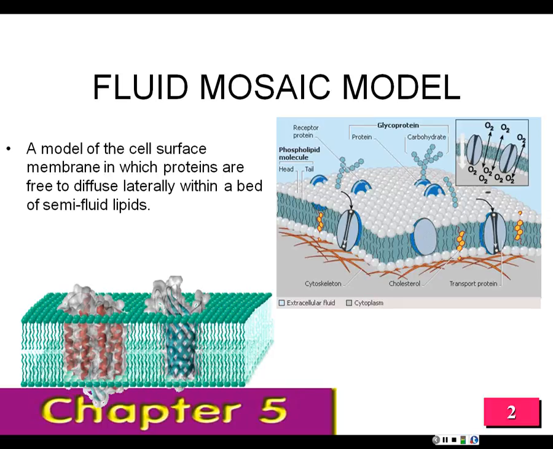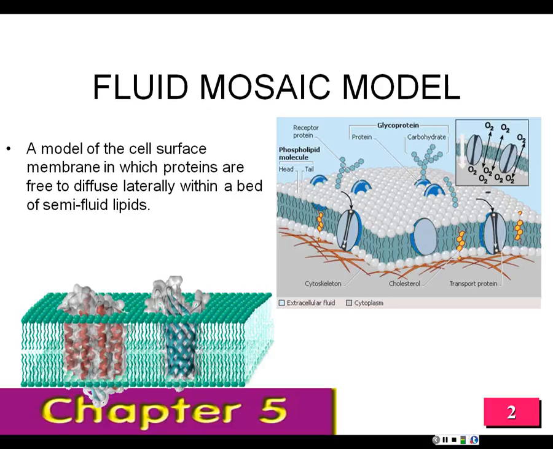So remember we said it was a consistency of olive oil. This helps give it some stability. So the cholesterol stabilizes the membrane. You should know that. Cholesterol stabilizes the membrane. So it says it's fluid because the proteins that were embedded in the membrane are not stationary, but they are free to diffuse laterally.